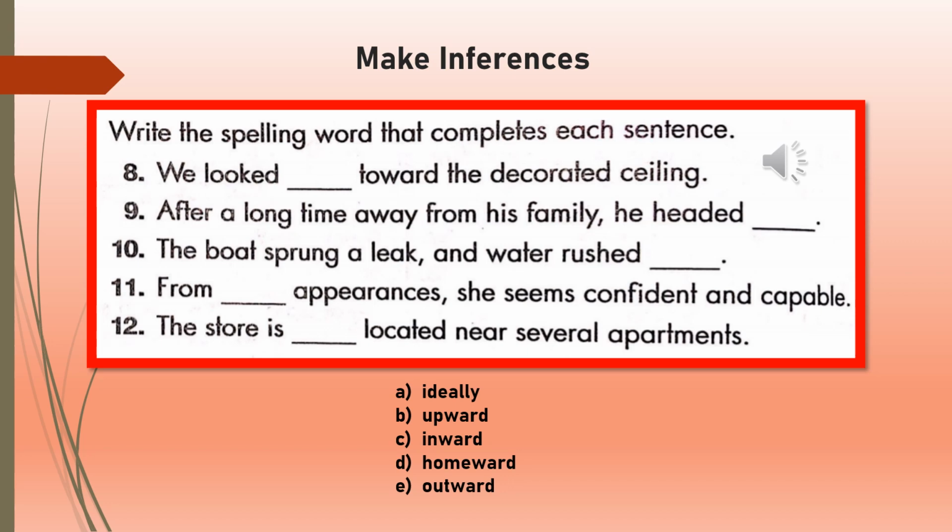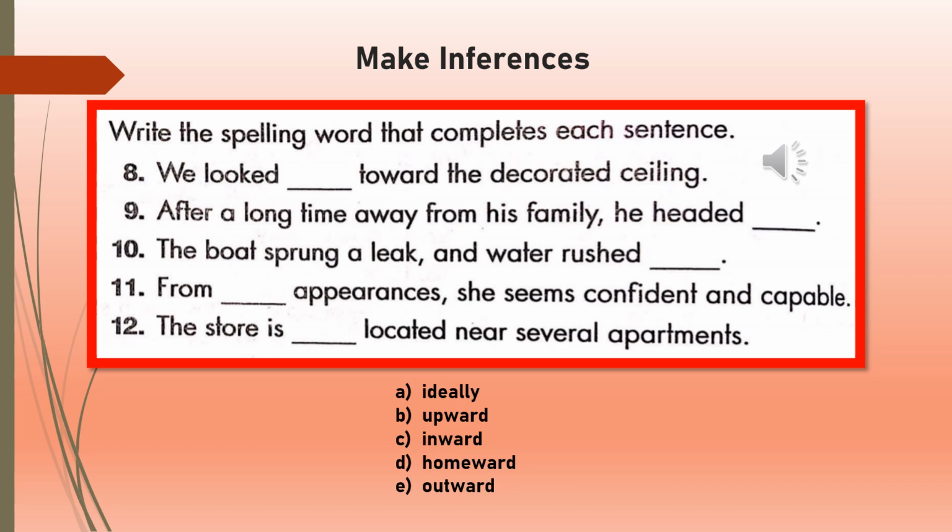Okay, we are on page number 6. This screen is what you have in your book on page number 78. Make inference. You have the same examples or the same exercise in your book, and the page number is 78.